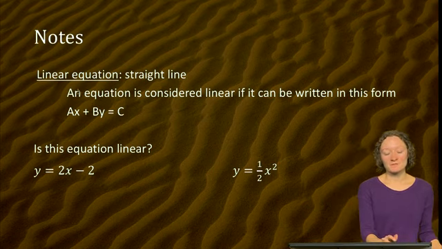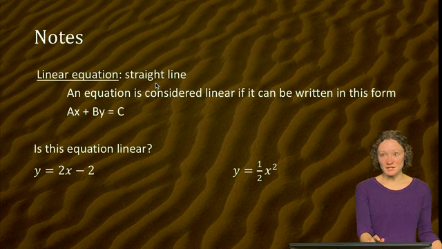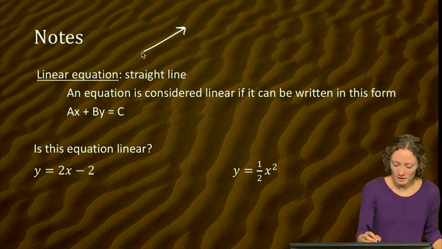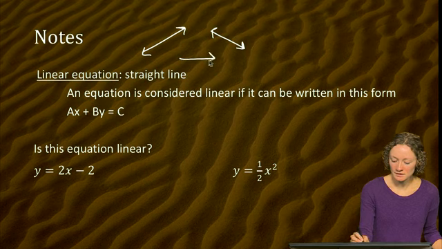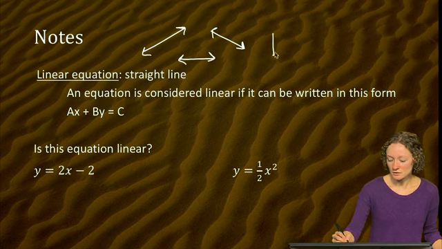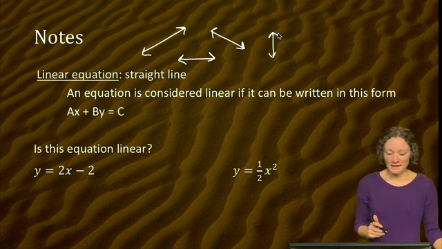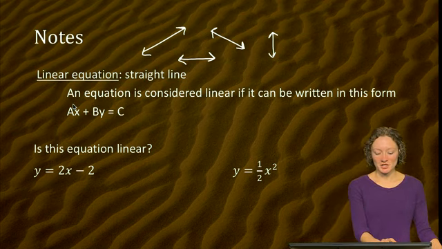A linear equation, in the simplest sense, is a straight line. So when we're graphing it, it's a straight line. It can be any type of straight line: an incline, a decline, horizontal, vertical, all different kinds. And the true definition of a linear equation is that an equation is considered linear if it can be written in this form: ax plus by equals c.